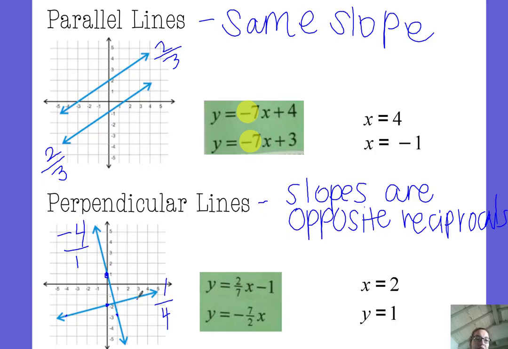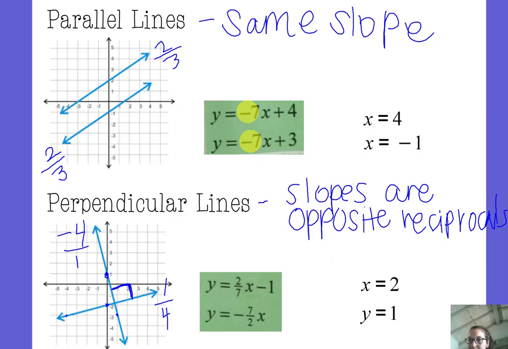So these two lines have slopes that are opposite reciprocals. -4 over 1, if you flip it, becomes 1 over 4. And then since this slope is negative, this slope has to be positive. These slopes are opposite reciprocals of each other, so these lines are perpendicular. So if you were going to measure this angle, this is a 90-degree angle. This is a right angle. If those lines are perpendicular, these are all right angles.